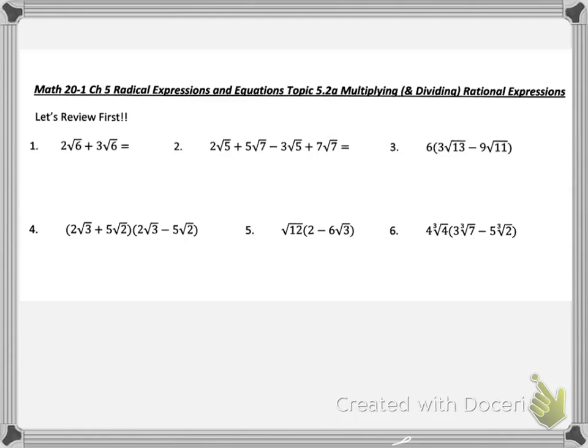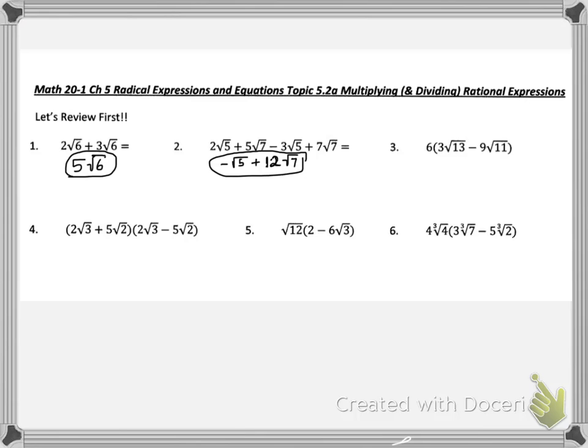Let's review first. We have 2 root 6 plus 3 root 6, and we know that if we add like radicals, that'll be 5 root 6. In our next one, we have 2 root 5 plus 5 root 7 minus 3 root 5 plus 7 root 7. The like radicals can be combined, so 2 root 5 minus 3 root 5 would be negative 1 root 5, and 5 root 7 plus 7 root 7 is 12 root 7.